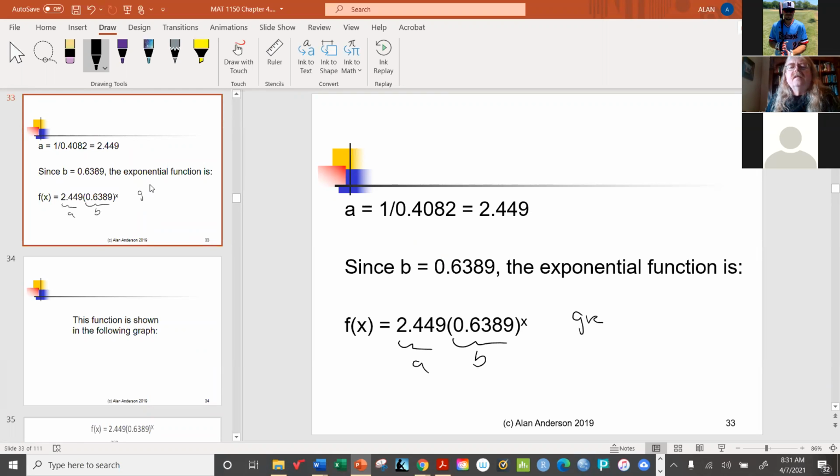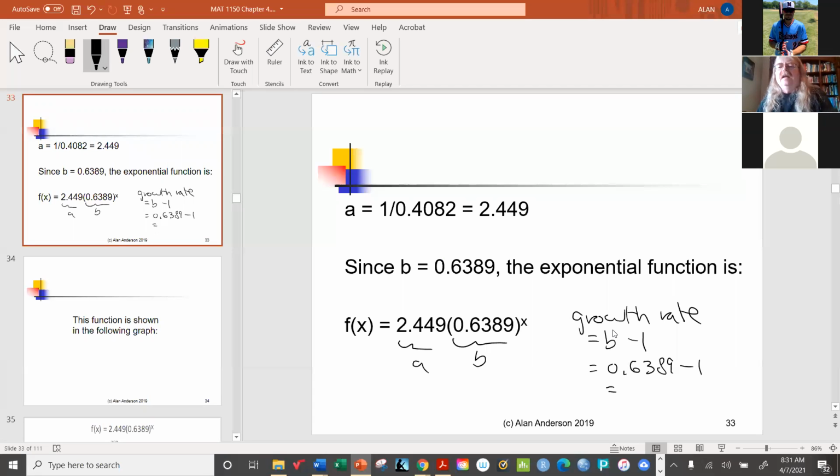So the growth rate is b minus 1, which in this case implies 0.6389 minus 1. All right, so 0.6389 minus 1 equals negative 0.3611.